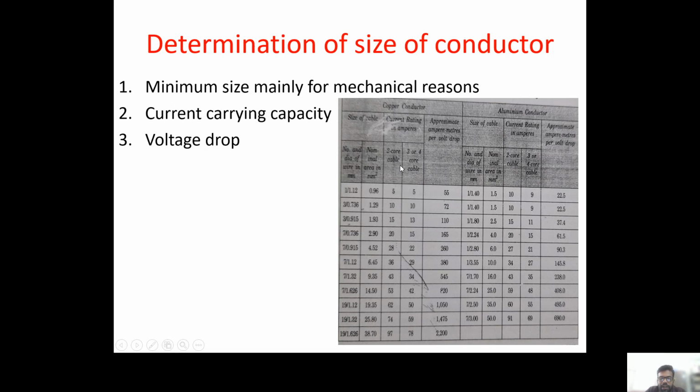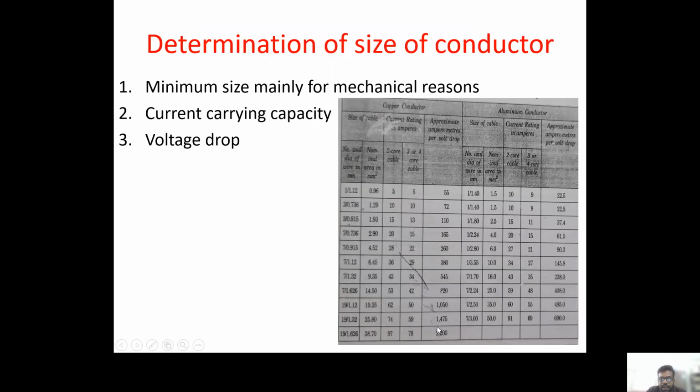Since the current carrying capacity of the copper conductor cable size is 19/1.32, see here, 19/1.32. This is the cable that I am going to consider. I selected 74 ampere, which is more than the circuit maximum current of 60 ampere, and the total voltage drop caused by the cable is 4.88 volts, less than the permissible.